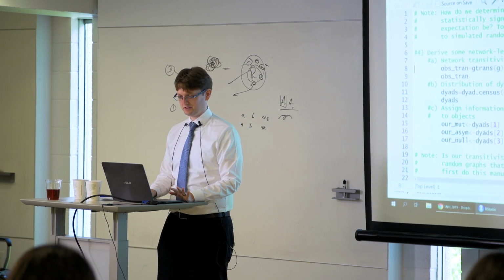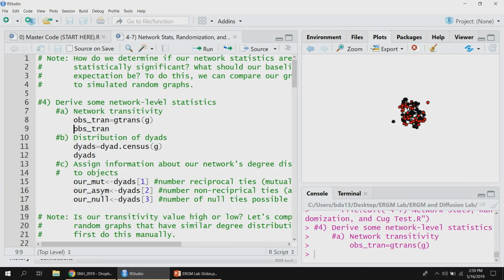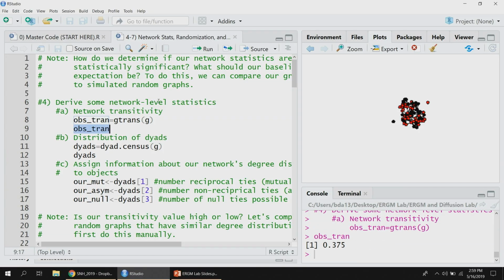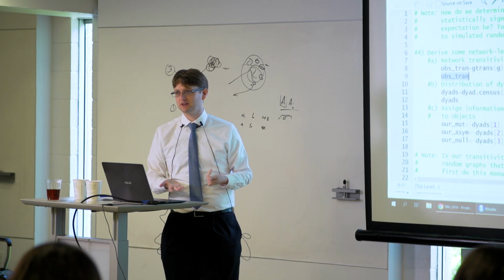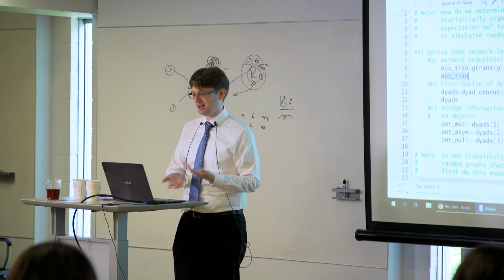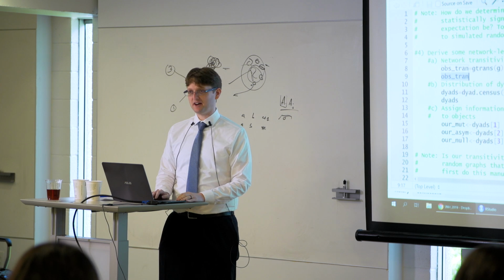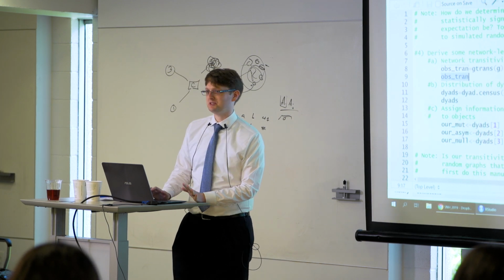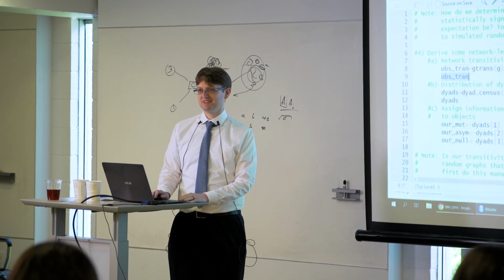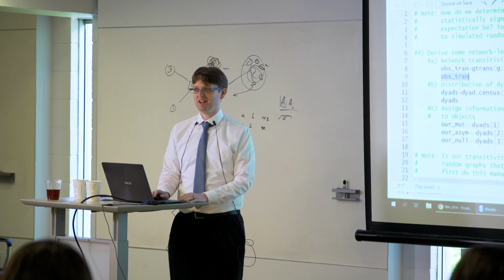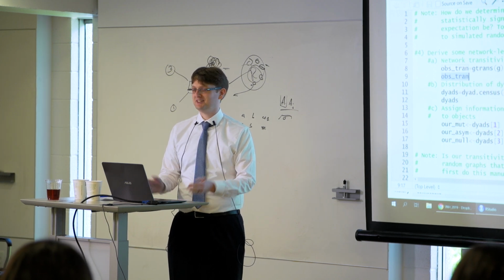It's a classic sociological question, and so you might get this statistic that indicates how often people are having transitive ties in their network, given how many transitive ties are possible in the network. So you get this number, and it's 0.375. A big question might be, is this a big number? Is it a small number? Anybody have any idea? Yeah, there's no way.